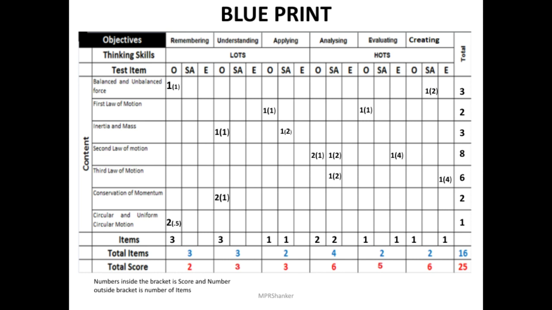When we look into the content balanced and unbalanced boards, we have one objective type question under the objective remembering. Another question is a short answer question under the objective creating. The total mark is 3 and the number of items included is 2.